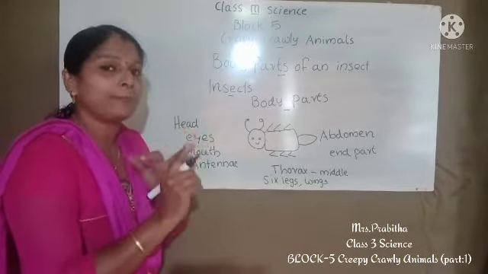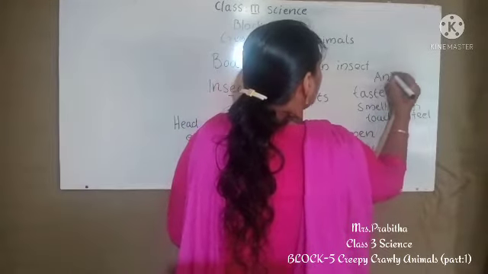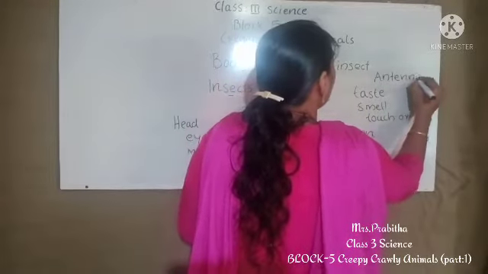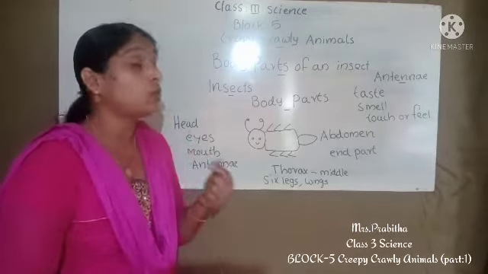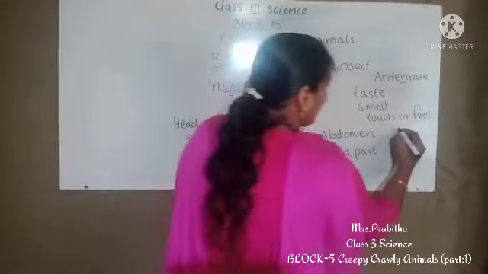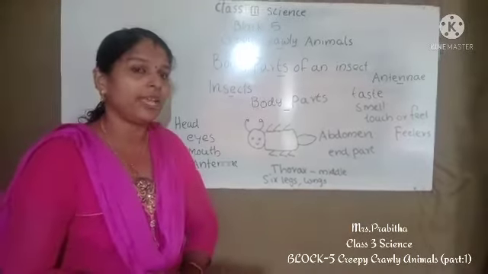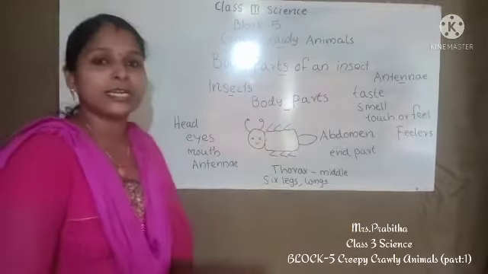Okay, so antennae help this insect to taste, smell, touch or feel. That is the use of antennae. Two antennae help them to taste, smell, touch or feel. That is why it is called feelers. Which body part is called feelers? Antennae, because it helps them to feel. Okay, so this much only you have to study today.